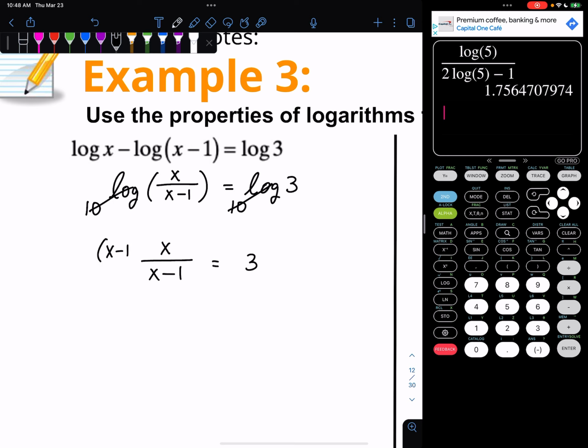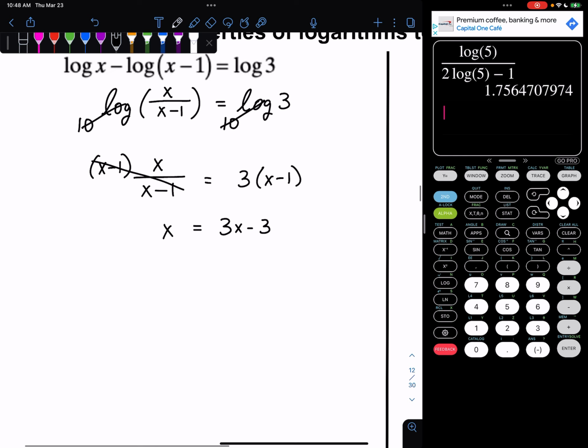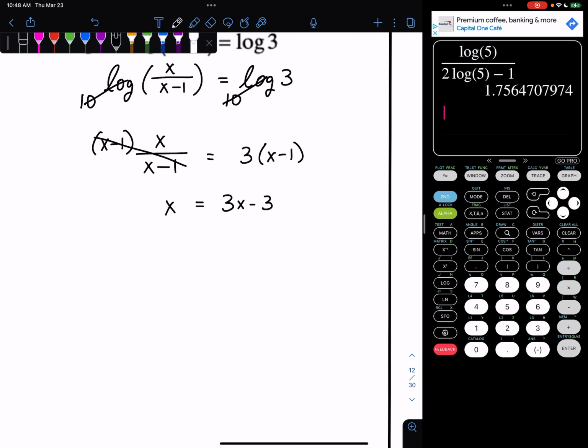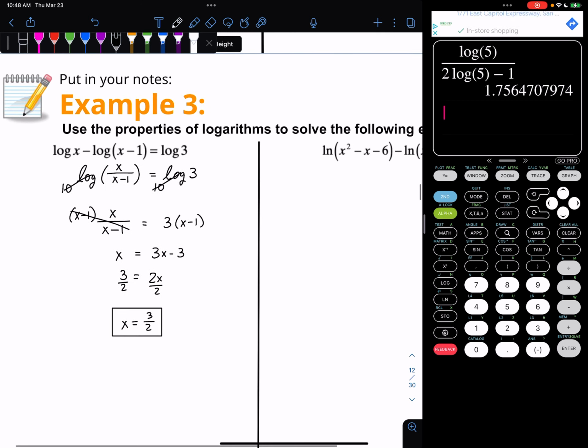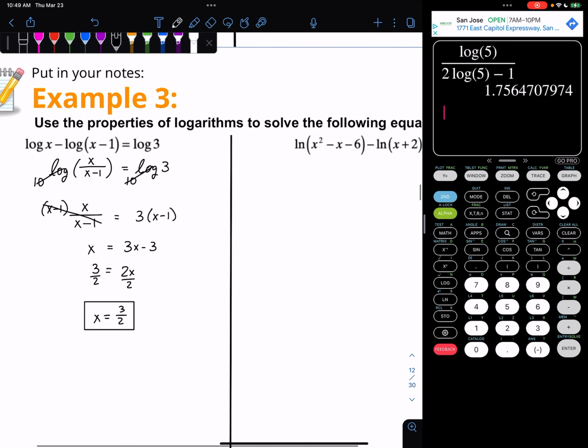So you can multiply both sides here by x minus 1. So you get x equals 3x minus 3. You're going to solve for x, remember? So you're going to move all the x's over. So 2x is equal to 3, so x is equal to 3 over 2. We did it. There you go. We have it. There's your answer. Yay. That one wasn't too bad.